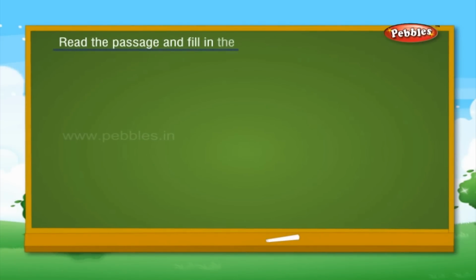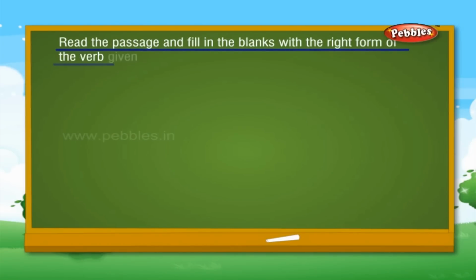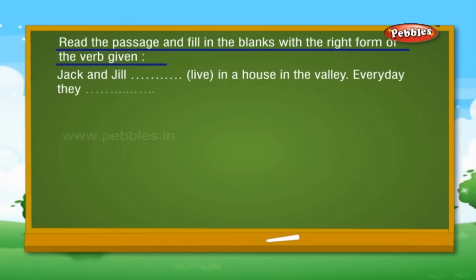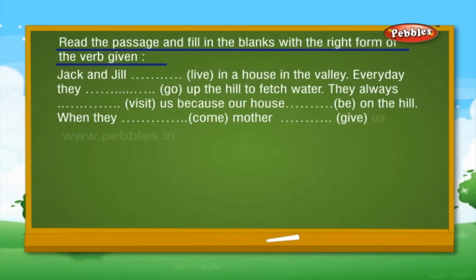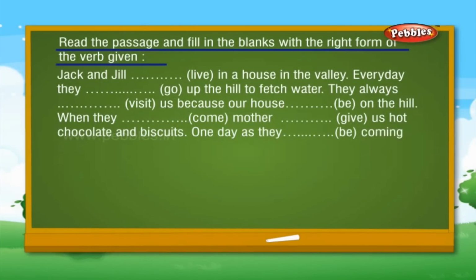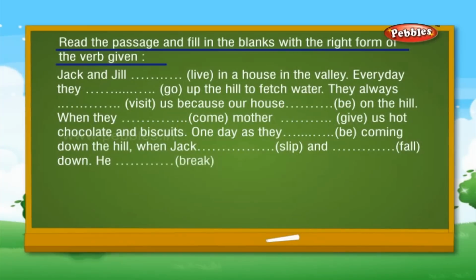Read the passage and fill in the blanks with the right form of the verb given. Jack and Jill lived in a house in the valley. Every day they went up the hill to fetch water. They always waved at us because our house was on the hill. When they came, Mother gave us hot chocolate and biscuits. One day, as they were coming down the hill, when Jack slipped and fell down, he hurt his hand.